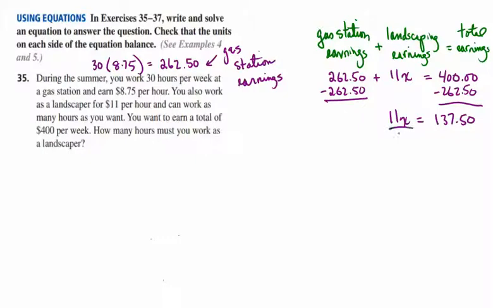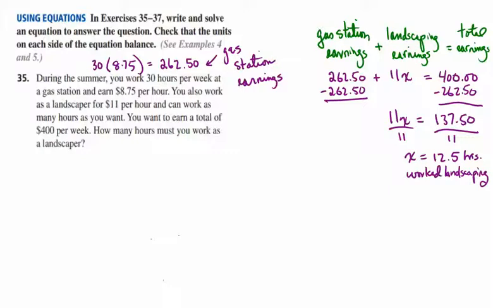And if we divide both sides by 11, which is how much you make per hour, we're going to find that you worked a total of 12.5 hours. So you worked 12.5 hours at the landscaping job, added to your $262.50 from the gas station, will give you a total of $400.